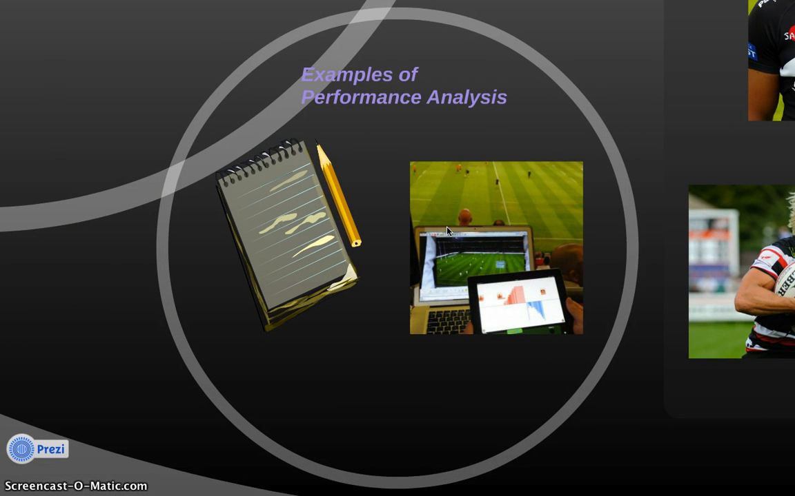There are two examples of performance analysis: notational analysis and video analysis. Both can look at performance in a quantitative and a qualitative measure. Notational analysis is done in front of the moment in time. It's done using a pad and paper and can be qualitative and quantitative. This can be recorded in numbers, such as how many passes completed, how many tackles completed, etc. And qualitative could be describing the movement of a skill.